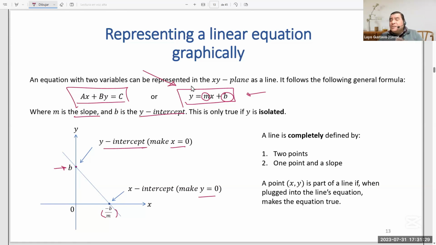Because if the coordinates of the point actually make the equation of the line true, then you say that point belongs to the line, okay? Otherwise, it doesn't. Okay, so pay attention to this here.